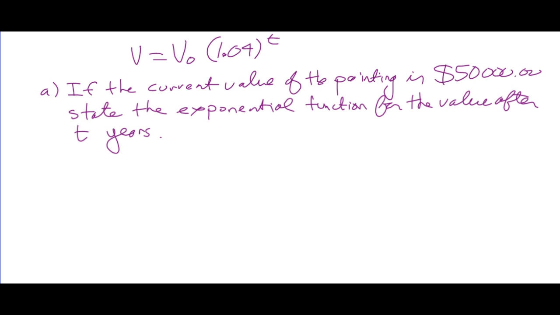So the big question is, what's the 50,000 of? You got three things there, right? V, V naught, and t. Which one is 50,000? V naught, right? It's the initial amount. What's it worth initially? Okay. So the equation is the value is equal to 50,000 times 1.04 to the t. So that's the exponential function we're going to use.